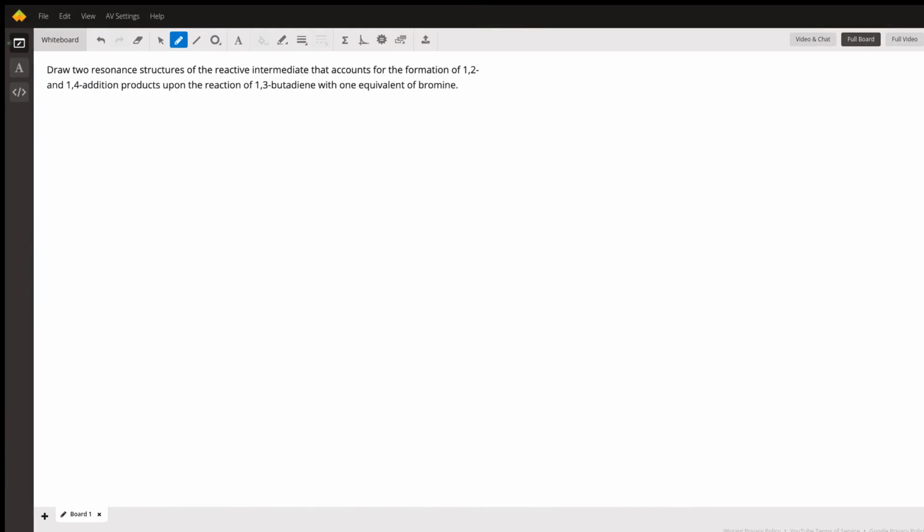Okay, so bottom line for this question is we would like to know what are the resonance structures of the reactive intermediates in the reaction of 1,3-butadiene with bromine. That's kind of the bottom line crux of the question here. Don't worry too much about 1,2, 1,4. We'll see that, but it's more just what are the reactive intermediates and what are their resonance structures for the reaction of 1,3-butadiene with one equivalent of bromine.